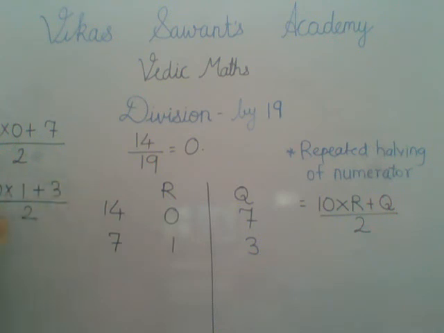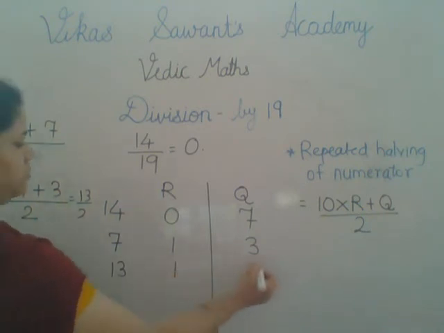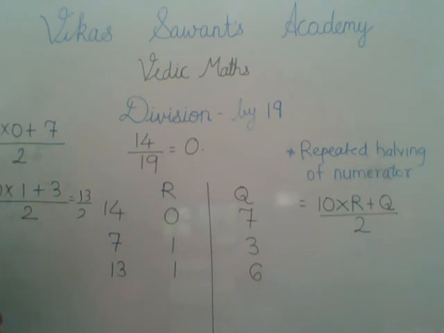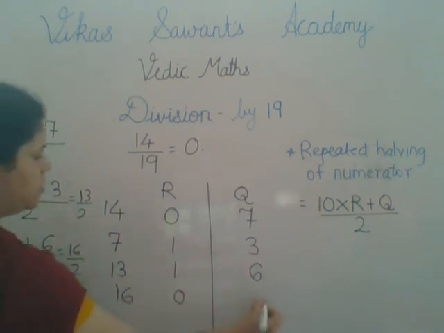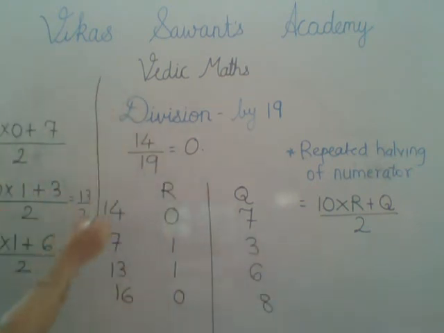Divide by 2. So 10 plus 3 is 13, we have 13 by 2. Your new number is 13. If we divide it by 2, we get remainder as 1 and quotient as 6. Again, use the formula. Remainder 1, quotient 6, divide by 2. 10 multiplied by 1 is 10 plus 6, that is 16 by 2. It is divisible, so remainder will be 0, quotient will be 8.